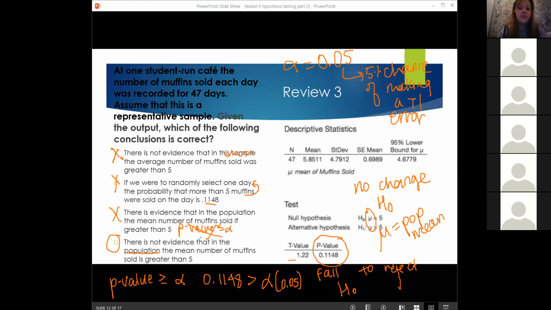So our answer would be D, because our p-value was greater than alpha, we don't have evidence that our population mean number of muffins is greater than 5. So we're still going to assume that this null hypothesis that our mean equals 5 is still true, and that there's no change from this original question. Does this make sense to everybody how we solved that one? Yay! All right, awesome. All right, let's do a few more.